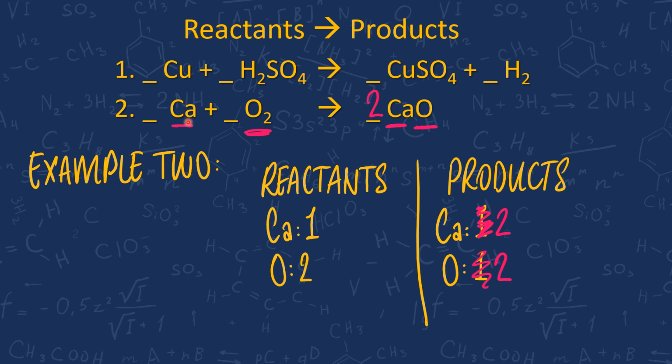So what we need to do now is we need to put a 2 in front of the reactant side of calcium. And now we have 2 calciums on the reactant side, 2 on the product side, 2 oxygens on the reactant side, and 2 on the product side, which means it is now balanced.